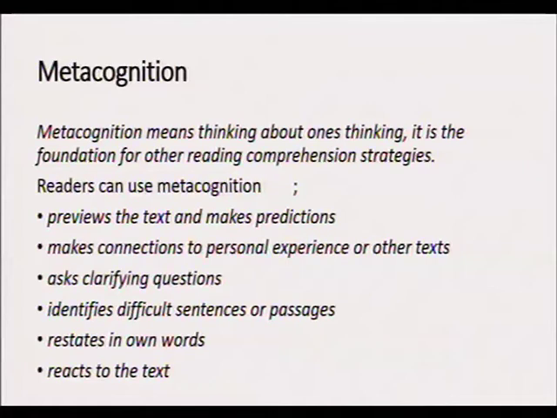Metacognition to the reader means being able to make connections to personal experience or other texts, as well as to ask clarifying questions, and to identify difficult sentences in the passage or story that you are reading, or simply the whole passage itself. It also means being able to restate or retell, let's say, a story, how you understand it in your own words. Metacognition helps readers to react to the text, and to form an interpretation of their own on the text itself.